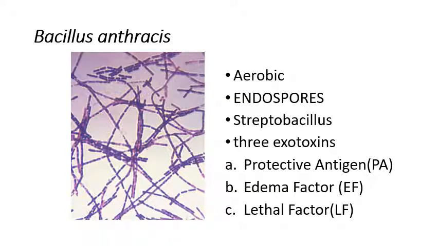Recall that Bacillus anthracis is a streptobacillus. It forms strips, right? It produces three exotoxins that are called protective antigen, or PA, edema factor, which causes edema, or swelling and fluids, and lethal factor, which causes cell death, which is called cell necrosis, right? So it is an aerobic organism which lives in the air, right? And it produces endospores, right?